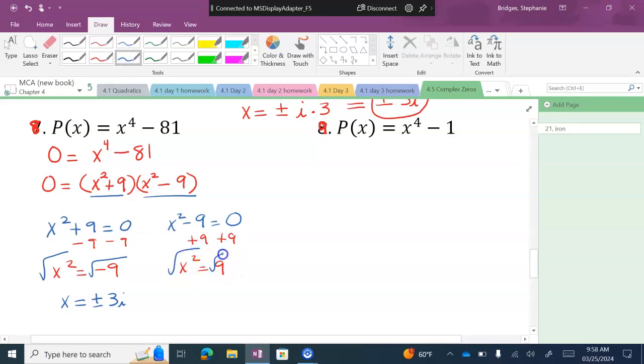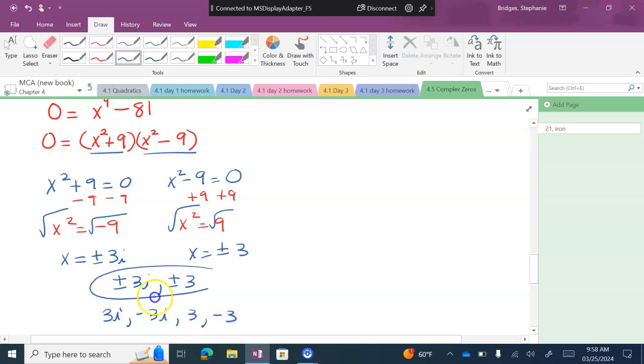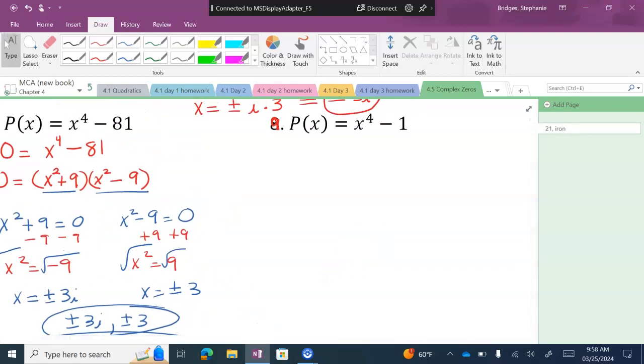Still taking the square root, still putting my plus or minus in front, but this time it's just the square root of positive 9, which is just 3. Is that a total of 4 answers? Yes. So here's how you can write it. You can write it as plus or minus 3i, comma, plus or minus 3. Or if you wanted to, you could write positive 3i, negative 3i, positive 3, negative 3. Okay? Most people are just going to choose to put the plus or minus because it's shorter and faster. Does that make a little bit of sense? All right, try 9.